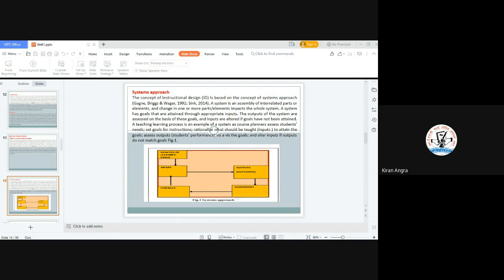By providing cues and strategies for retrieval of the learning, these are the various things we should always keep in mind while designing any instructional material.